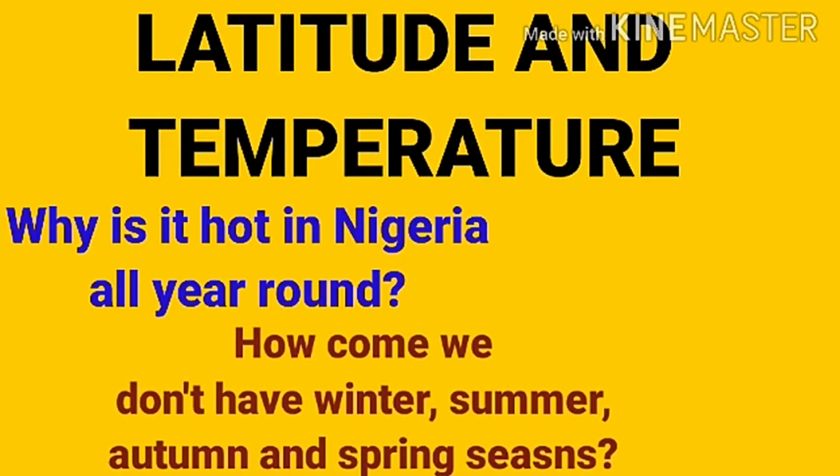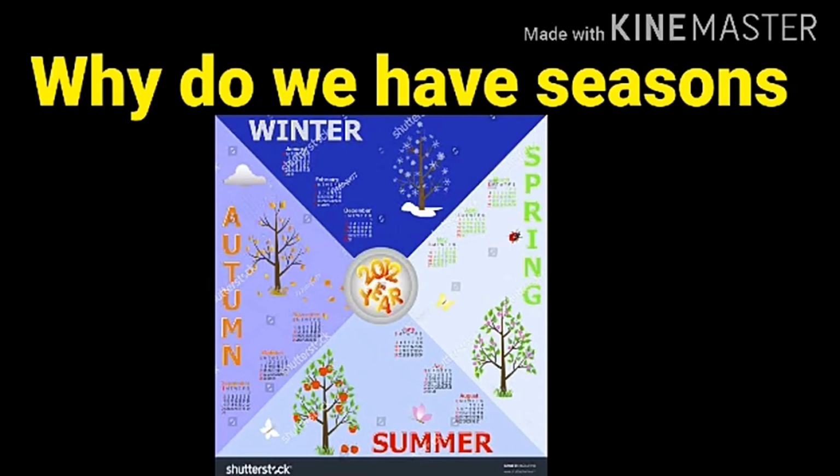Now, latitude and temperature. Why is it hot in Nigeria all year round? Do you know? Then how come we don't have winter, summer, autumn, and spring seasons? The reason is clear. Nigeria is in a region known as a low latitude area. What this means is that the rays of the sun always hit the earth directly in low latitude areas. These low latitude areas are about 0 degrees at the equator to 30 degrees north and south of the equator. So in these areas, there is not much difference between the winter and the summer months.